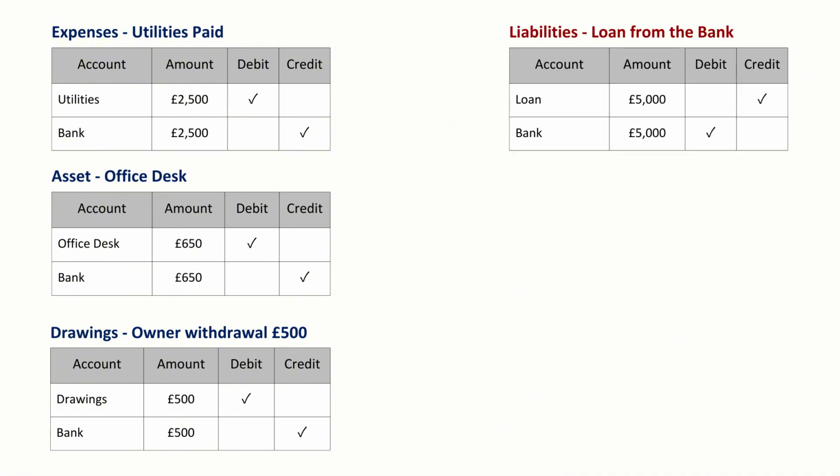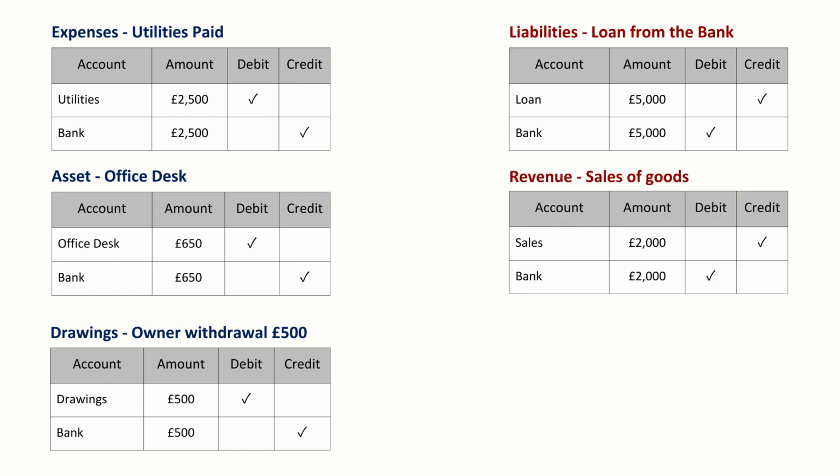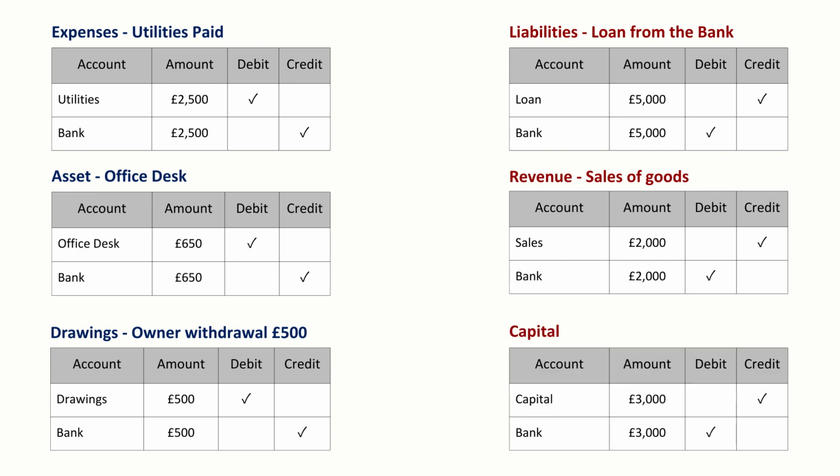The business takes a loan from the bank. Liability increases, credit, and receives cash, asset increases, debit. Selling goods increases sales revenue, credit, and increases the bank balance, debit. The business receives money. Asset increases, debit bank, and the owner's investment increases capital, credit capital.